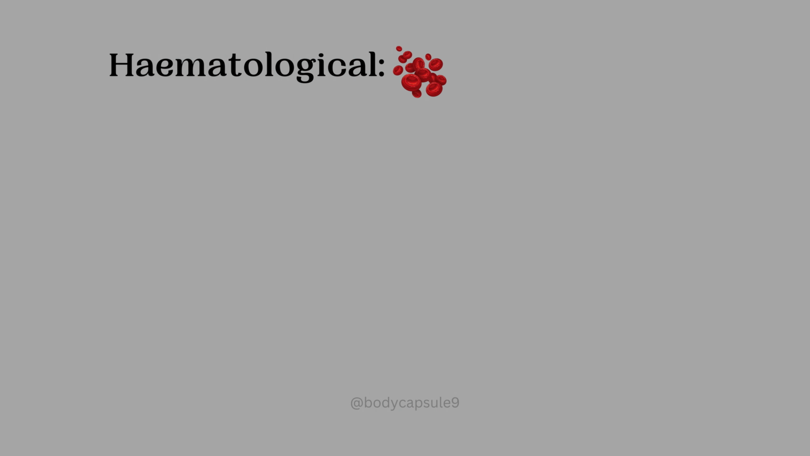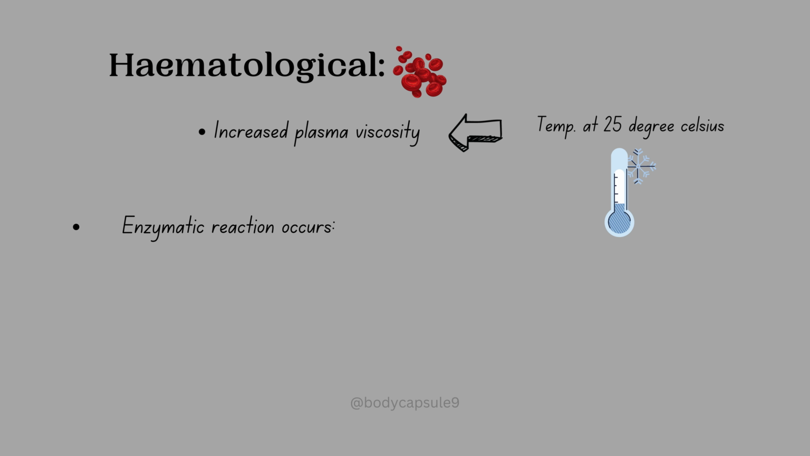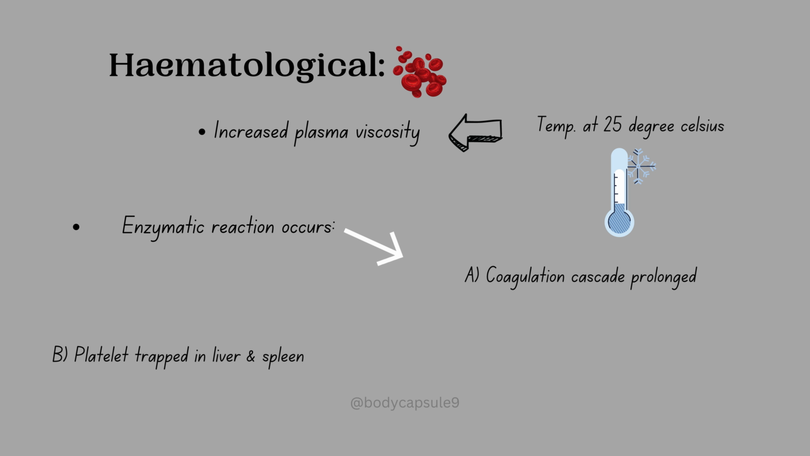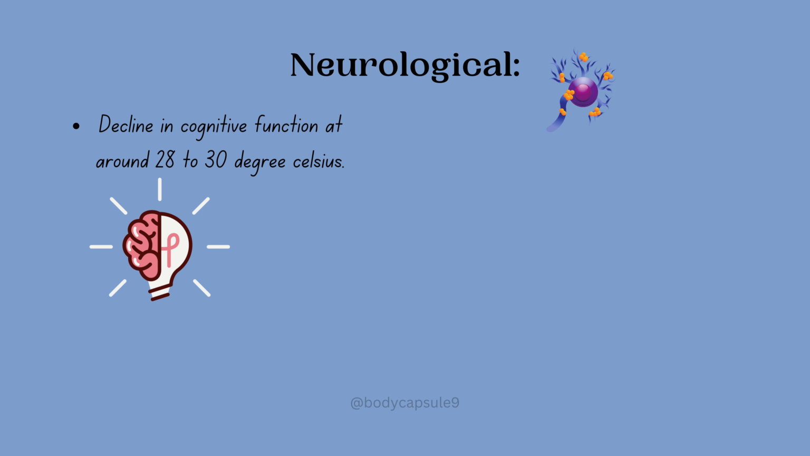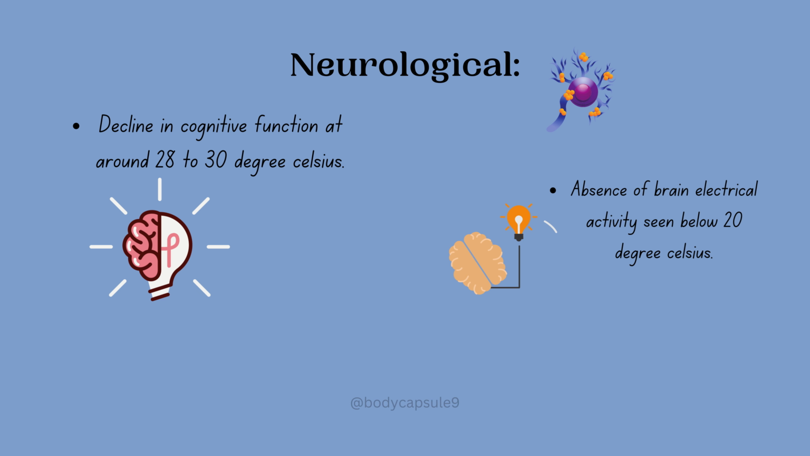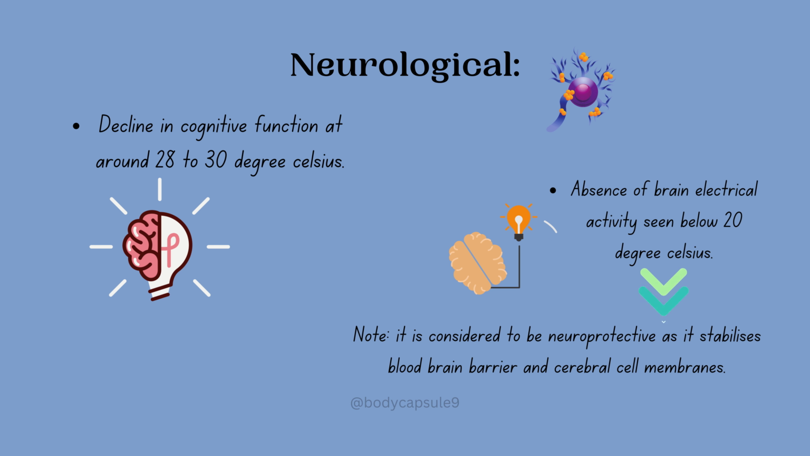Hematological: during cold exposure, there is increased plasma viscosity if body core temperature reaches 25 degrees Celsius. Enzymatic reactions are affected, such as a prolonged coagulation cascade, and platelets are trapped in the liver and spleen, which results in bleeding. Neurological: in the brain, cold exposure causes a decline in cognitive function at around 28 to 30 degrees Celsius. Absence of brain electrical activity is seen below 20 degrees Celsius. It is considered to be neuroprotective as it stabilizes the blood-brain barrier and cerebral cell membrane.